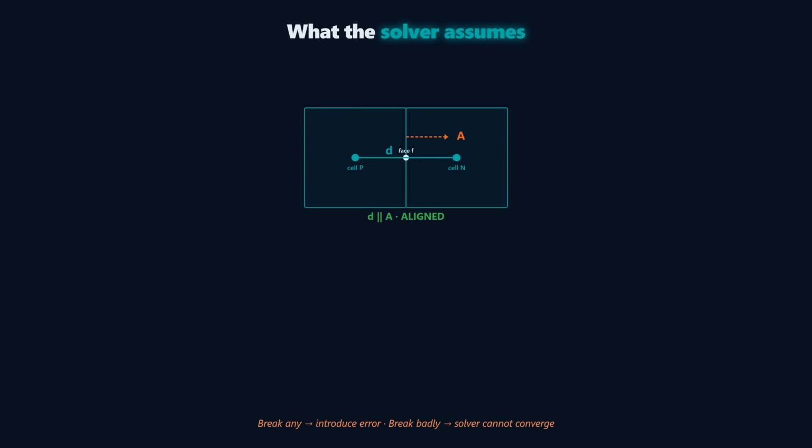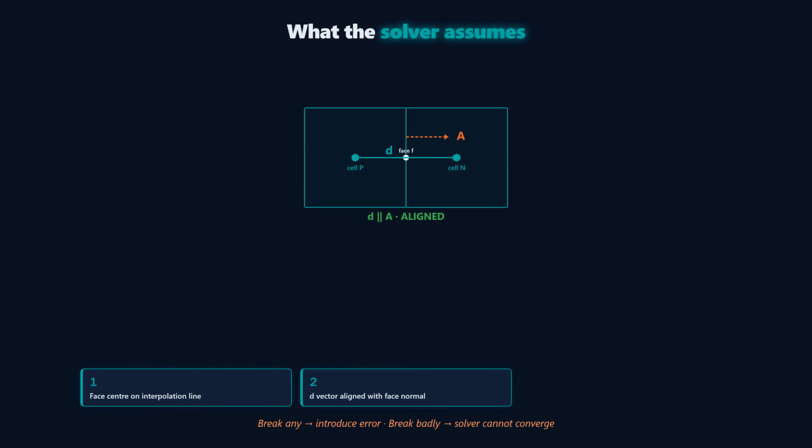Before we define any metric, you need to understand what the finite volume method assumes about your cells. Every time the solver computes a flux across a face, it interpolates field values from the two neighboring cell centers. That interpolation assumes the face center lies roughly on the line connecting those cell centers. Every time it computes a diffusive flux, it approximates the face normal gradient using the difference between the two cell center values. That only works if the cell to cell vector is aligned with the face normal.